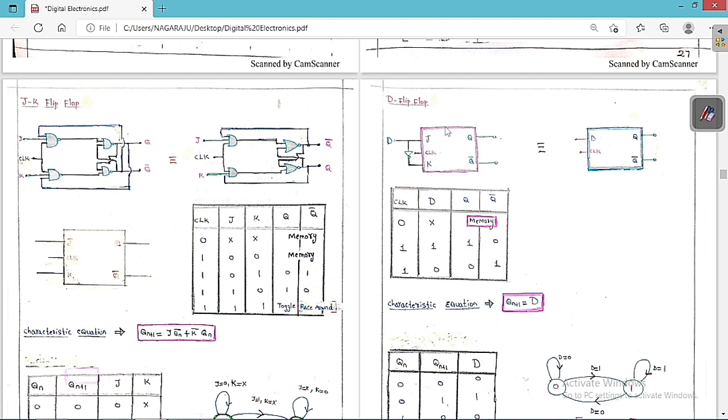See, the D flip-flop, we are going to make the D flip-flop from the JK flip-flop itself. So from the JK flip-flop, we are going to make the D flip-flop. So listen carefully. This is the JK flip-flop: J, K, clock signal, Q, Q bar. So these are the two outputs.